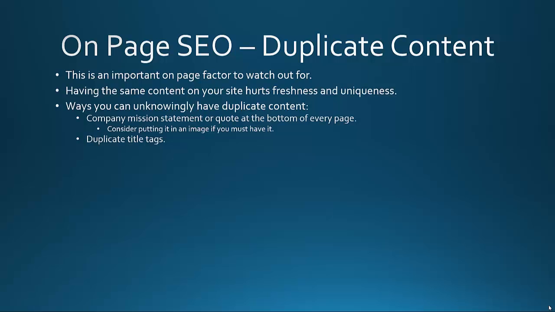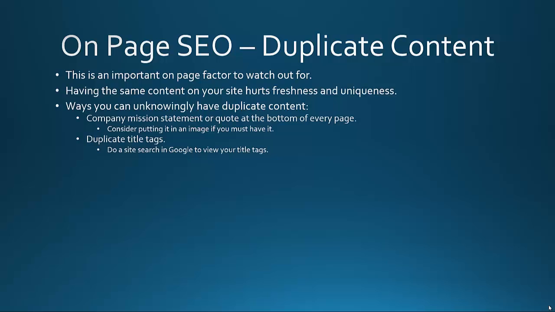Things like the company mission statement or quote at the bottom of every page. Duplicate title tags. We talked about that as well. When you're doing title tags, you want to have unique title tags for every page of your site. That's a good practice for SEO reasons because it's going to help you get rankings. Also for duplicate content, so you don't suffer that duplicate content penalty.